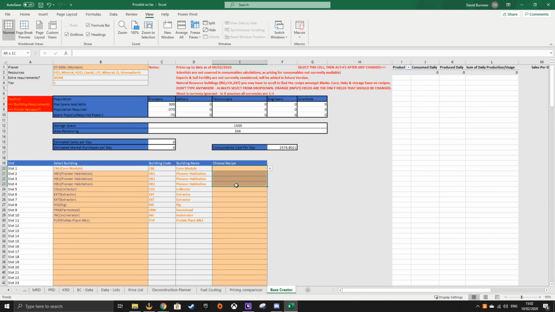Okay, so these top 4 obviously won't have any recipes, but what we can do is you can see here, if you scroll down, it automatically filters out the correct resources for the planet.